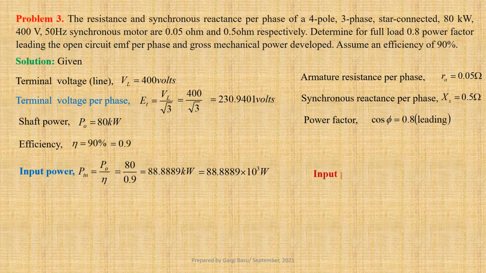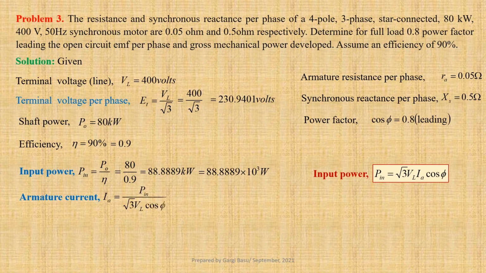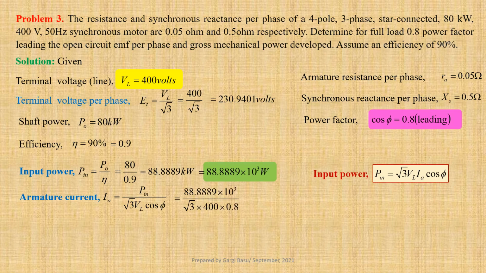Expression for input power, Pin equals √3 times VL into Ia cos phi. Therefore, expression for armature current, Ia equals Pin divided by √3 times VL into cos phi. Using values we get 88.8889 into 10 to the power 3 divided by √3 into 400 into 0.8, that gives us 160.375 ampere.